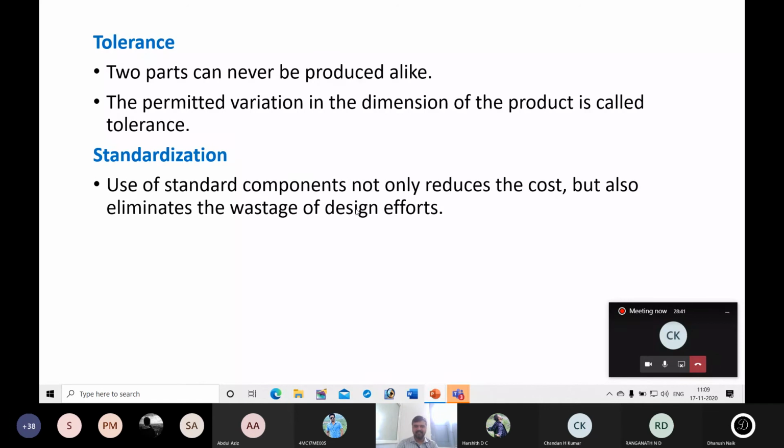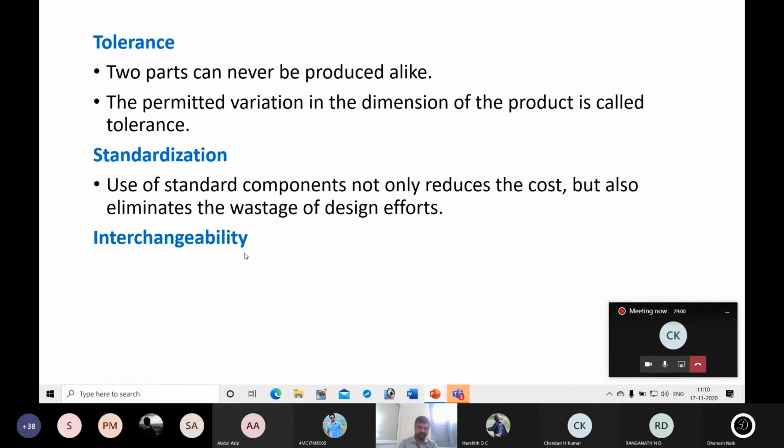And another thing is you need not produce these components. Easily you can procure them from others. That's why most companies don't manufacture nuts, bolts, washers like these components. They will procure them from others.